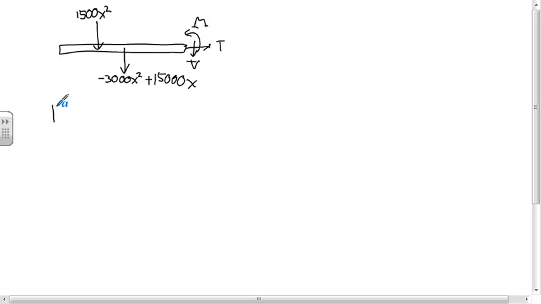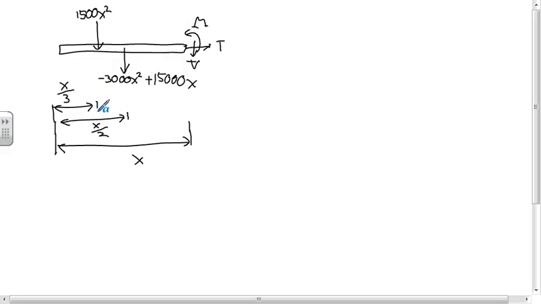And the locations are: this distance is x over 3. This distance is x over 2. And this distance is x. And so that's everything you need to do Newton's second law and to calculate the moments.